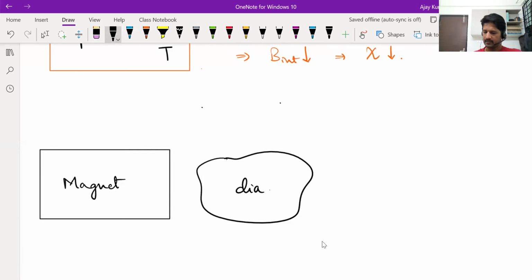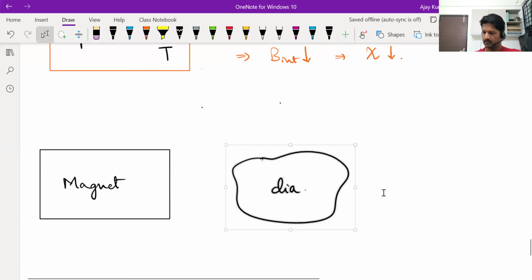When you bring a magnet near a diamagnetic material, what happens between them? Will they attract, repel, or nothing happens? Think carefully and answer. Don't be in a hurry.